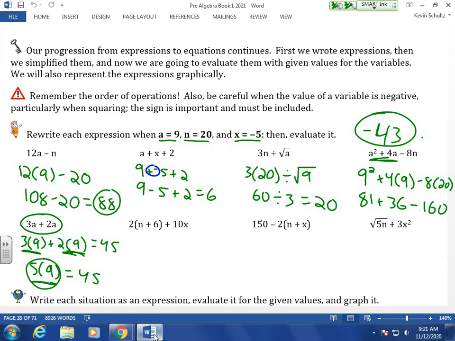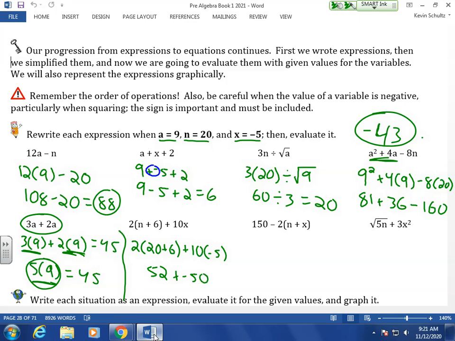The next one, 2 times n plus 6. N is 20. So we have 2 times 20 plus 6 plus 10 times negative 5. Order of operations in our parentheses, we get 26, which we're doubling. So that gives us 52, 26 times 2. And then 10 times negative 5 is a negative 50.